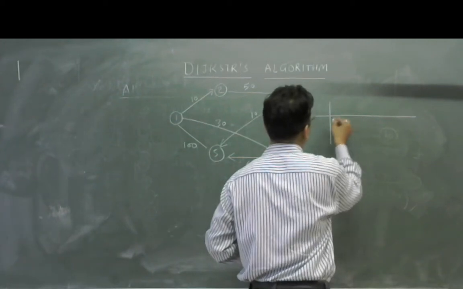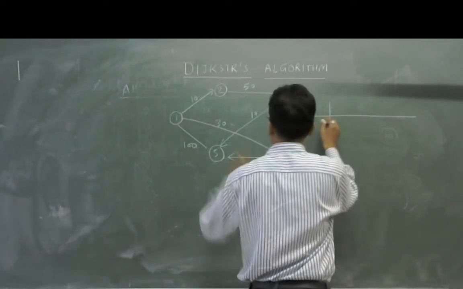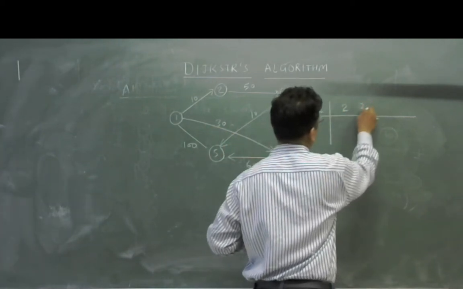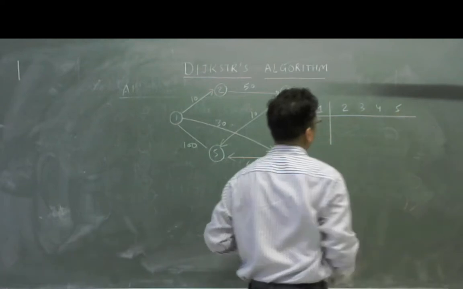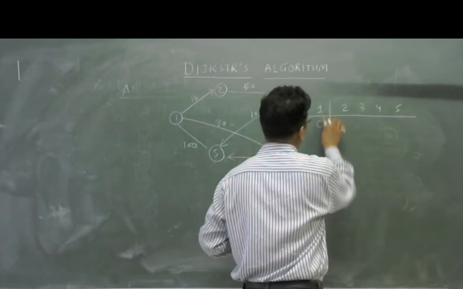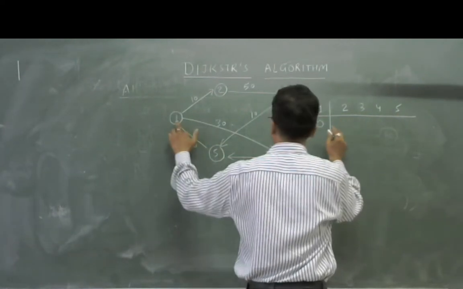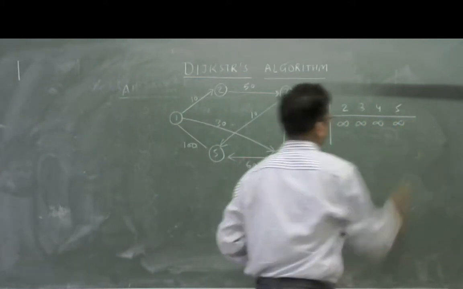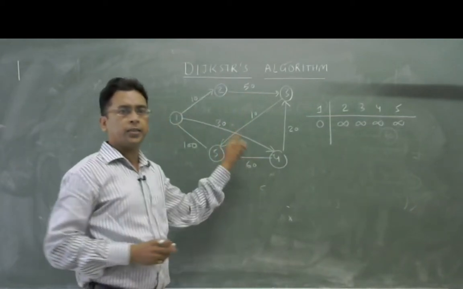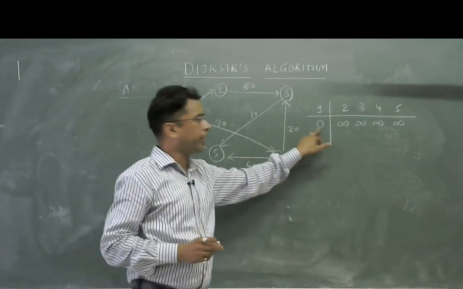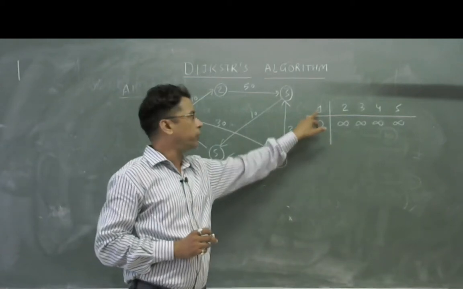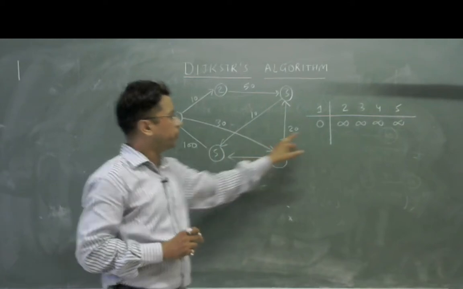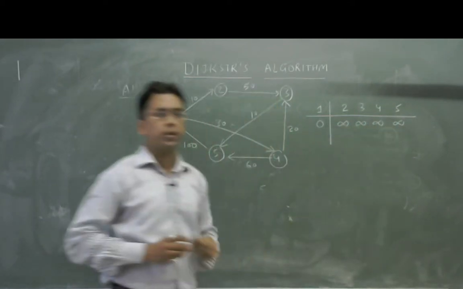Here the vertices are: we have chosen vertex 1 as the source vertex, and 2, 3, 4 and 5 are the other vertices. Initially, 1 will be at value 0 because this is the source node, and the rest of the vertices would be at value infinity. In this adjacency matrix, the vertex that has been chosen as the start vertex will be initialized with value 0, and the rest of the vertices would be at the value of infinity, right?